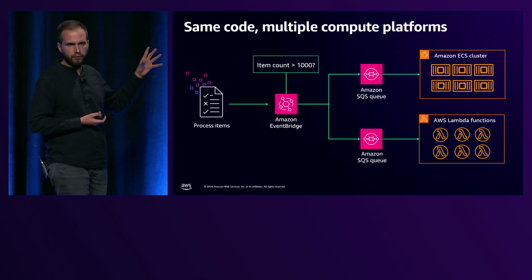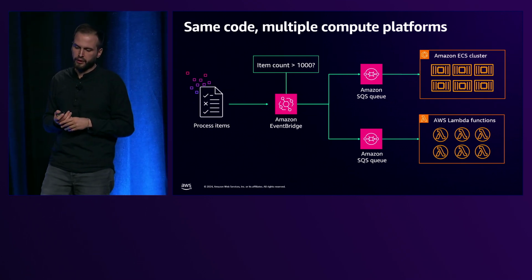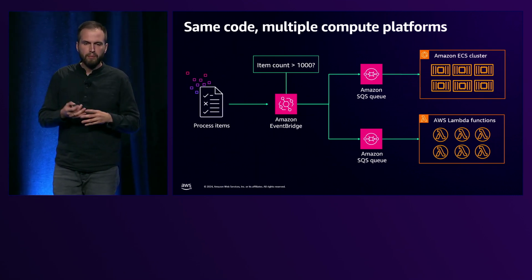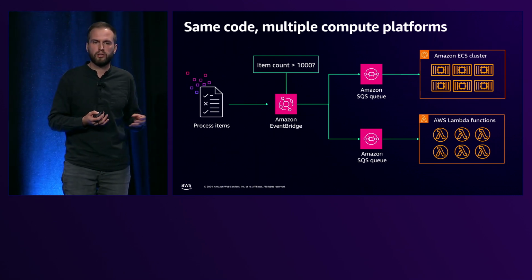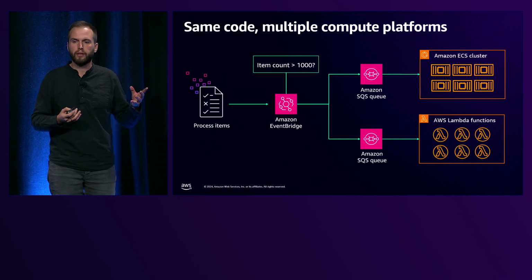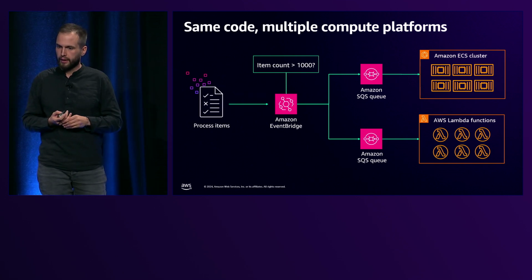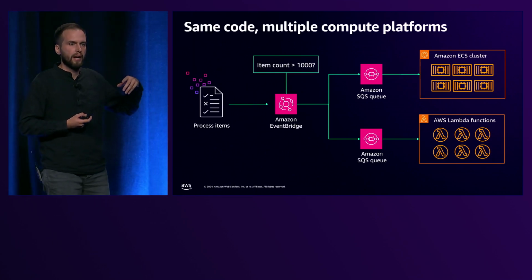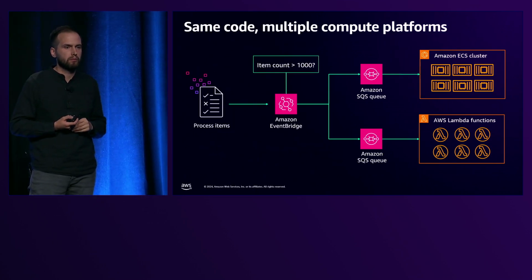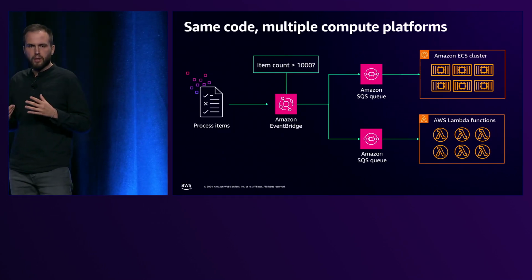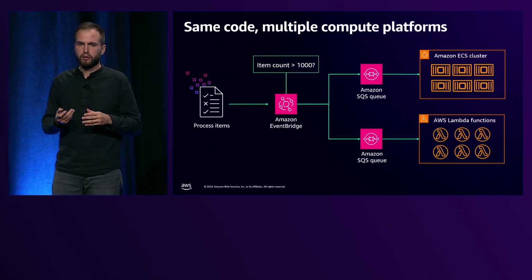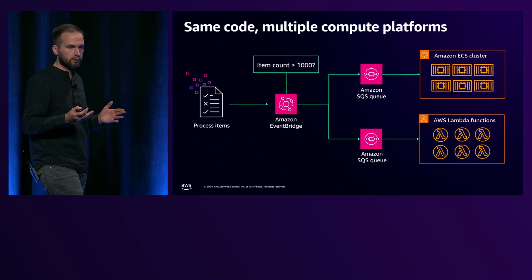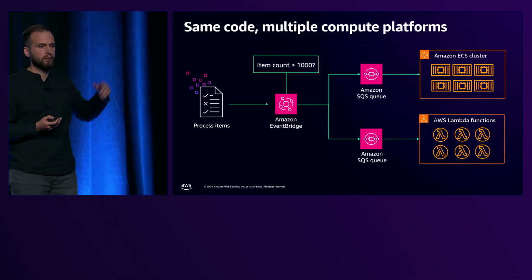So this is a scenario where we want to process items. So that can be order items or a list of complex calculations. And maybe some of those calculations take a longer time. They take more than 15 minutes, more than something that Lambda can handle, right? And in that case, I route it to a queue, which will be handled by my container fleet. But I might get a lot of small calculations, but a lot of them. And therefore, I want to use the scaling characteristics of Lambda to be able to deal with that use case.